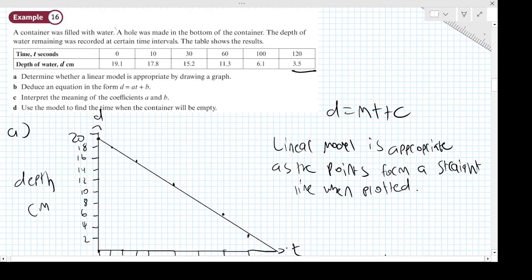Cool. And then part D says use the model to find the time when the container will be empty. So that's using our equation. This is talking about a container, right? It has water in, it has depth of water. The level is the depth. Now, if there is no water at all, then there's no depth to the water, so it's empty. So when the container is empty, the depth d will be 0. Then we can work out t, because we have this equation. We worked it out in part B.